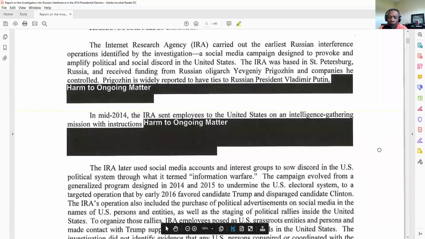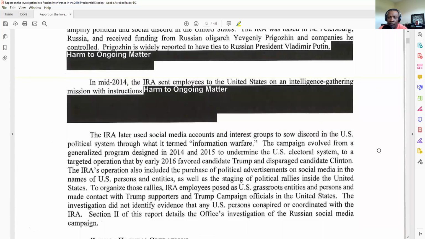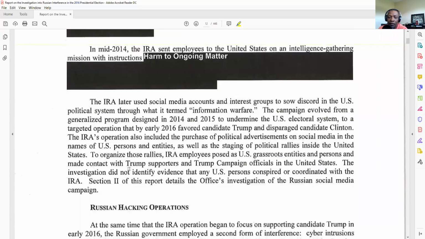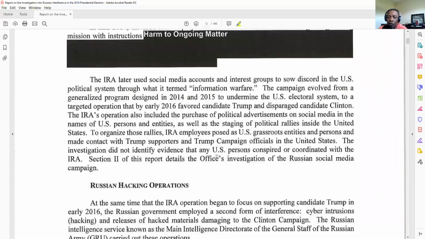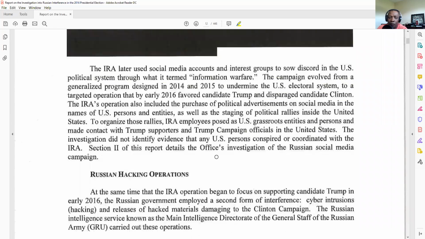In mid-2014, the IRA sent employees to the United States on an intelligence gathering mission with instructions, ongoing matter redacted. The IRA later used social media accounts and interest groups to sow discord in the United States political system through what it termed information warfare. The campaign involved a generalized program designed in 2014 and 2015 to undermine the U.S. electoral system through targeted operations that by early 2016 favored candidate Trump and disparaged candidate Clinton.